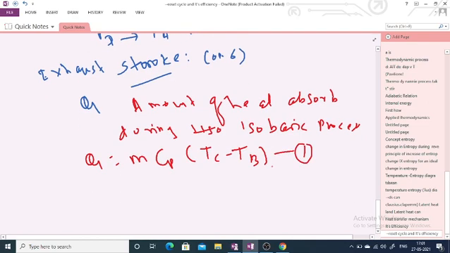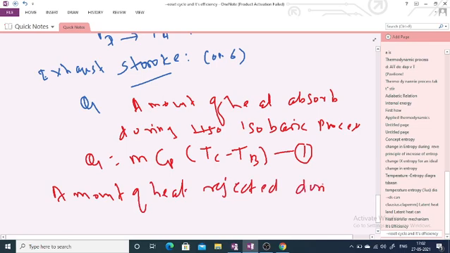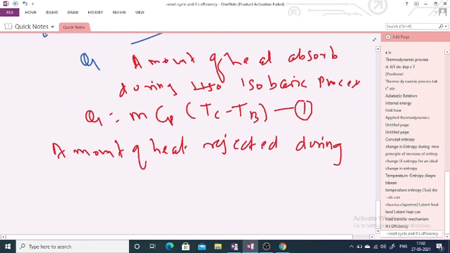Similarly, the amount of heat rejected by your working substance during the isochoric process.